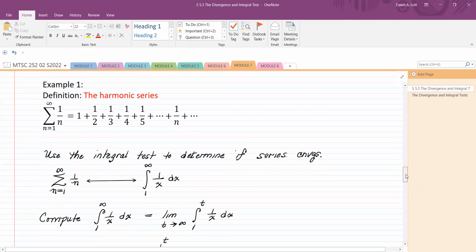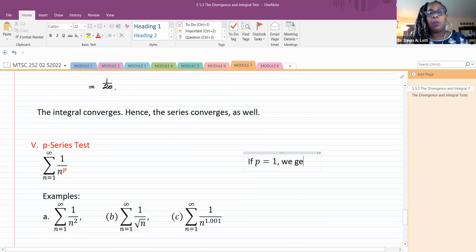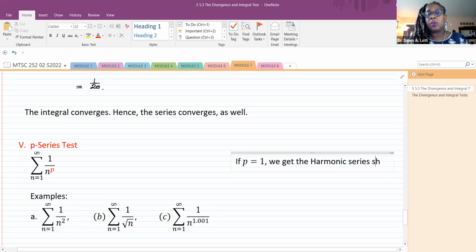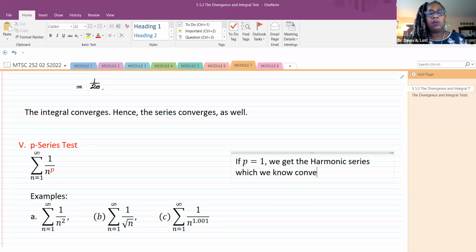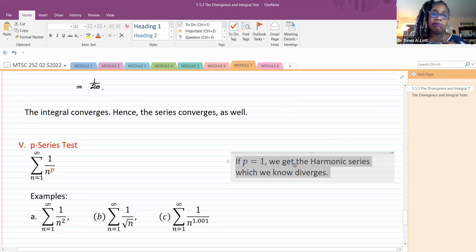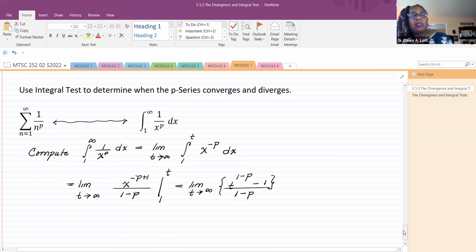There it is. So if p equals 1, we get the harmonic series, which we know diverges. Okay, so we already know now that this series is going to diverge for p equal to 1, because it's the harmonic series. So now let's see what happens if p is greater than 1.